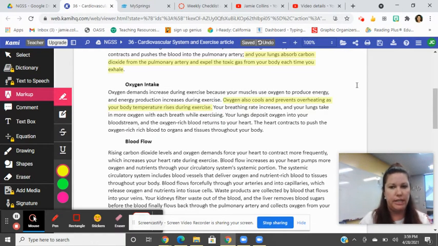Your breathing rate increases and your lungs take in more oxygen with each breath while exercising. Your lungs deposit oxygen into your bloodstream, and the oxygen-rich blood returns to your heart. The heart contracts to push the oxygen-rich blood to organs and tissues throughout your body. So as you breathe in and you fill your bloodstream with oxygen from your increased heart rate, that then fuels your tissues and other body parts. So let's go ahead and highlight that. Blood flow.